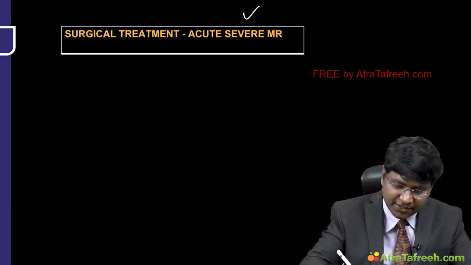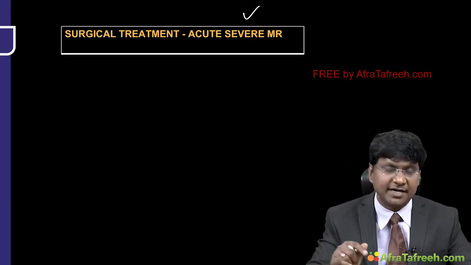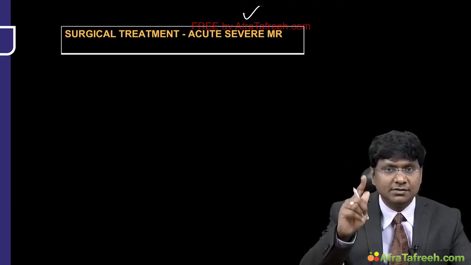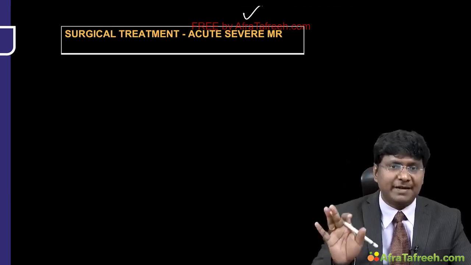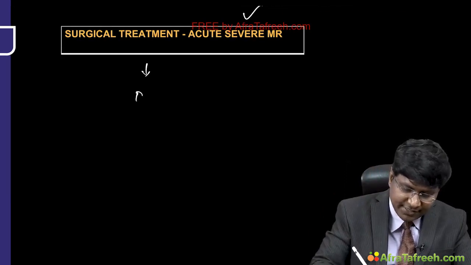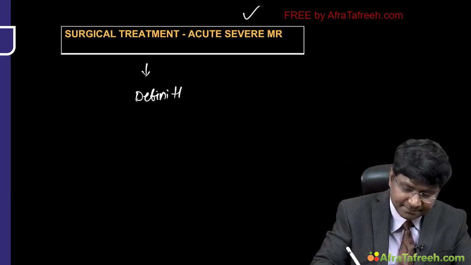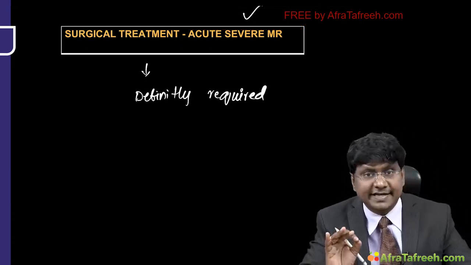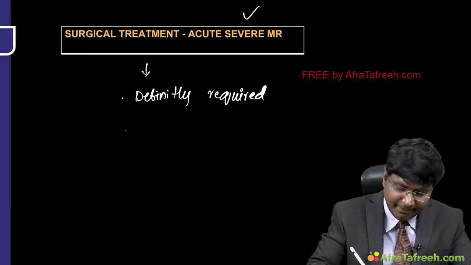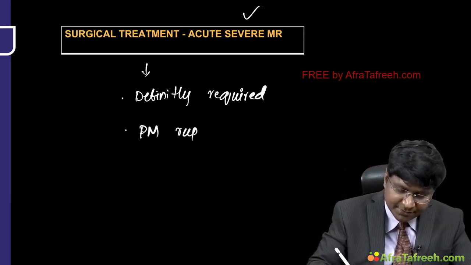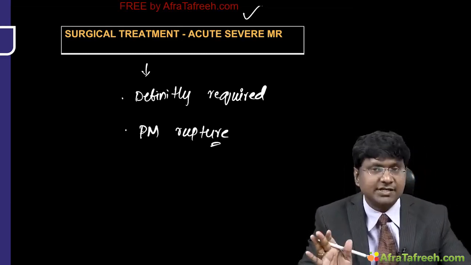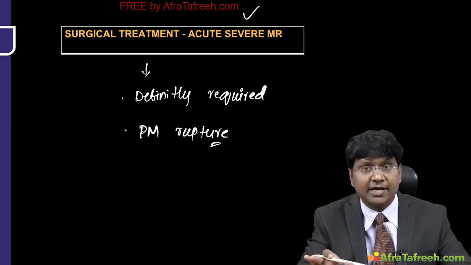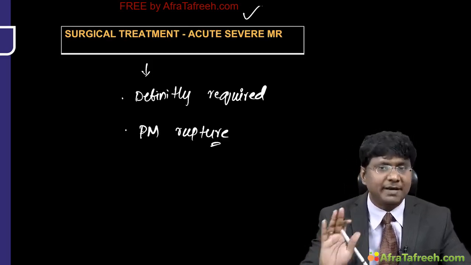And in case of acute severe MR, what is the surgical treatment? Acute severe MR, I have already taught you in the beginning also. In these patients, if there is papillary muscle rupture, you need to do reconstruction of the papillary muscle. Surgical correction is definitely required, mainly if there is papillary muscle rupture. And this surgery has to be done within days to weeks, within days, if it is acute severe MR secondary to papillary muscle rupture.